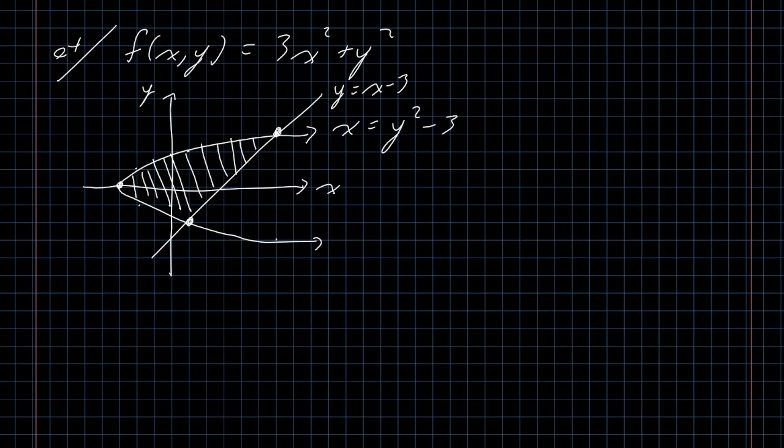All right, so here is our region. I've got two curves here. A parabola on its side, x equals y squared minus 3, and a line, y equals x minus 3. I'll even save you some of the algebra. The points of interest here are (-3, 0), (1, -2), and (6, 3).